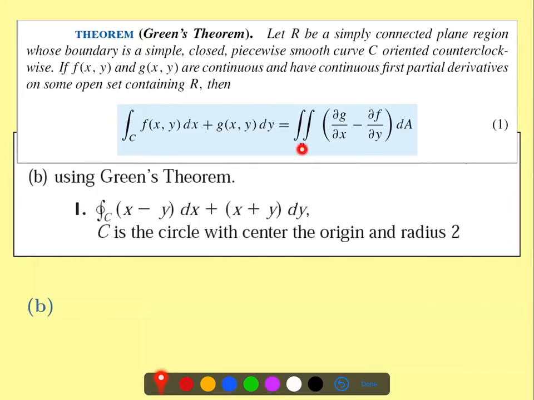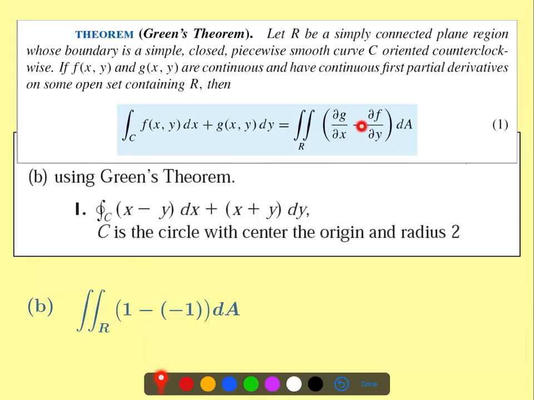We can rewrite this as a double integral over the region that's enclosed by the curve, which is the circle of radius 2 centered at the origin here. So let me go ahead and just call that R. That's the circle of radius 2 centered at the origin. And we have dA here. We want to calculate whatever this is here. And to clarify, g is the function in front of the dy here, so we want to take the derivative of this function with respect to x. So that's giving me 1.